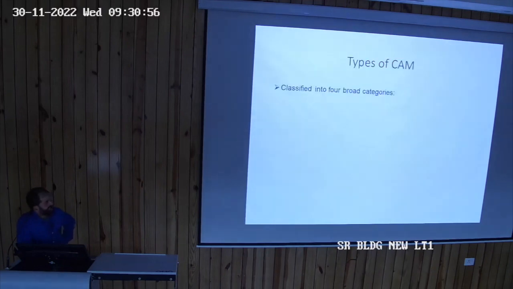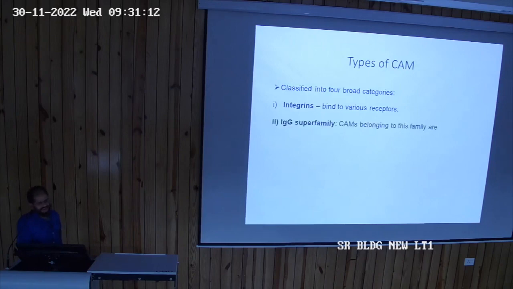So these types of cell adhesion molecule, there are four broad categories of cell adhesion molecule. Cell adhesion molecule cell को adhere करने के लिए molecule है. So it is classified into four broad categories. That is integrins, which are binding through various receptors. Then there is the immunoglobulin superfamily. Those belonging to this family are mainly immunoglobulins. They are mainly antibodies like ICAM, VCAM.